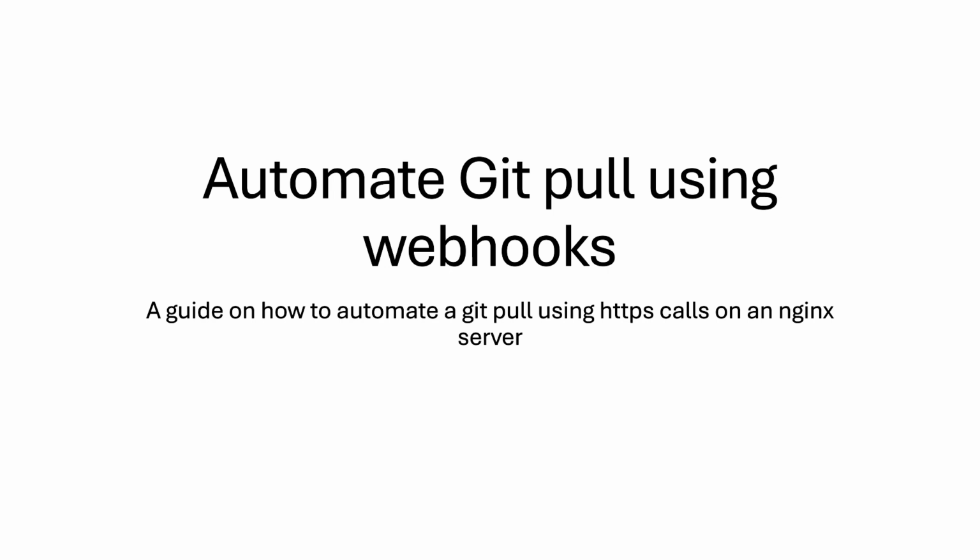Hi there. In this video I'll be showing you how you can automate a Git pull using GitHub's webhooks. The idea is that once you push code directly to your GitHub repository, if you have a server, the Git pull call will be invoked automatically. I will be demonstrating this using an Nginx server.